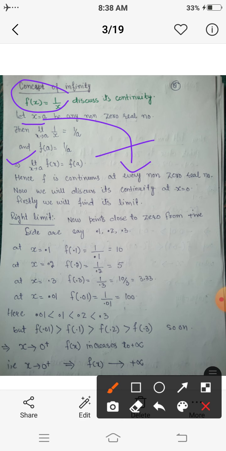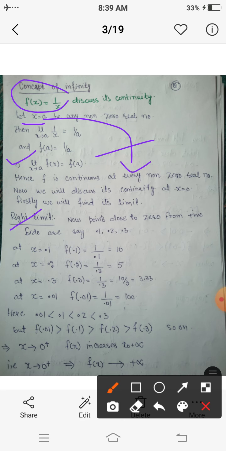Now we will find its limit at x equals 0. That is, we will first discuss its continuity at x equals 0. In order to discuss continuity at x equals 0, we will first find its limit at x equals 0. Now for this, the right limit: a right limit means we are checking the behavior of the function close to 0 from the right side. In other words, we are finding the value of the function at points which are closer and closer to 0 from the right side.